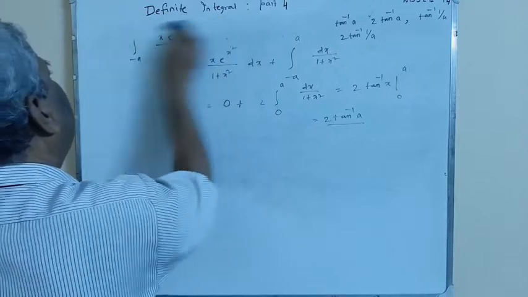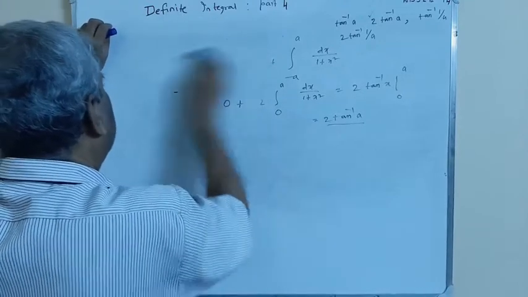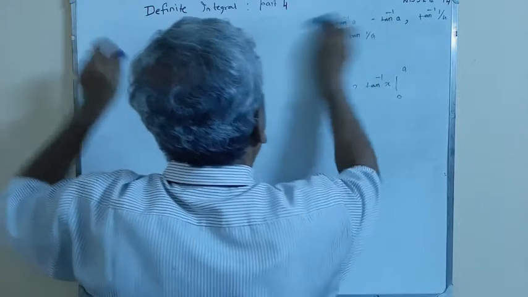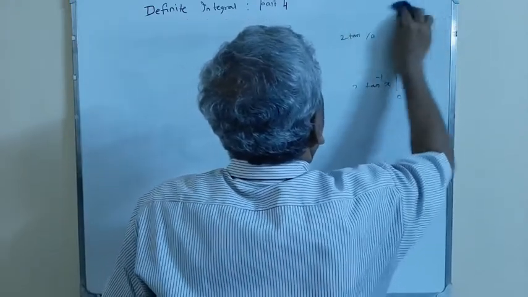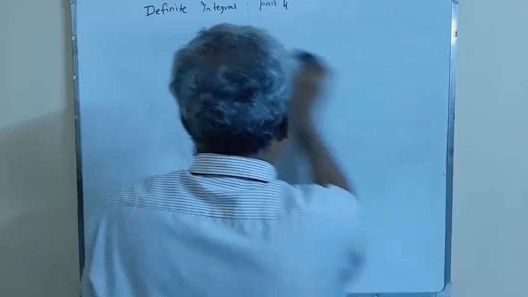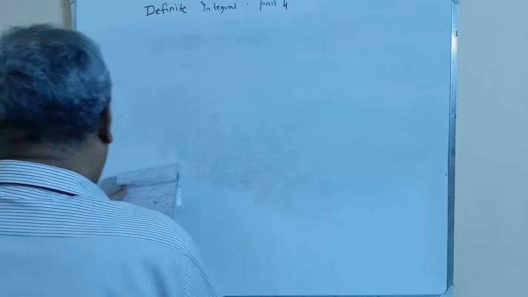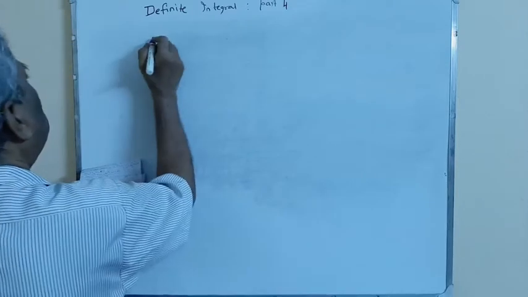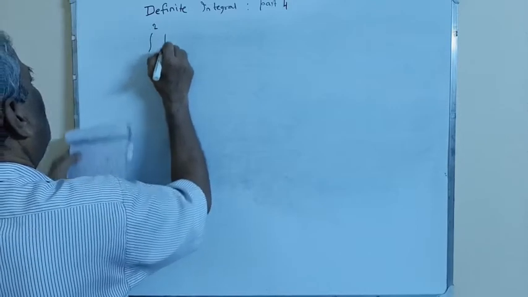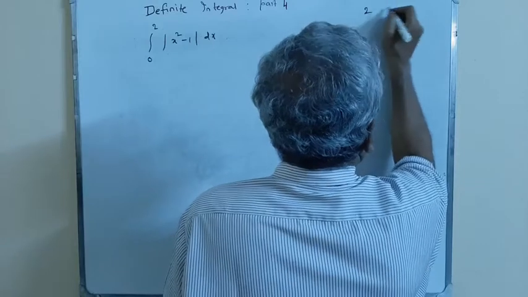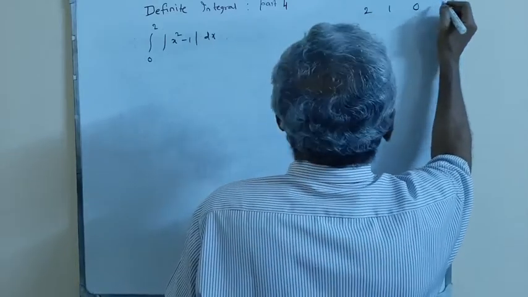Next problem. Now the next problem is integrate 0 to 2 mod of x square minus 1 dx. Options are 2, 1, 0 and minus 1.